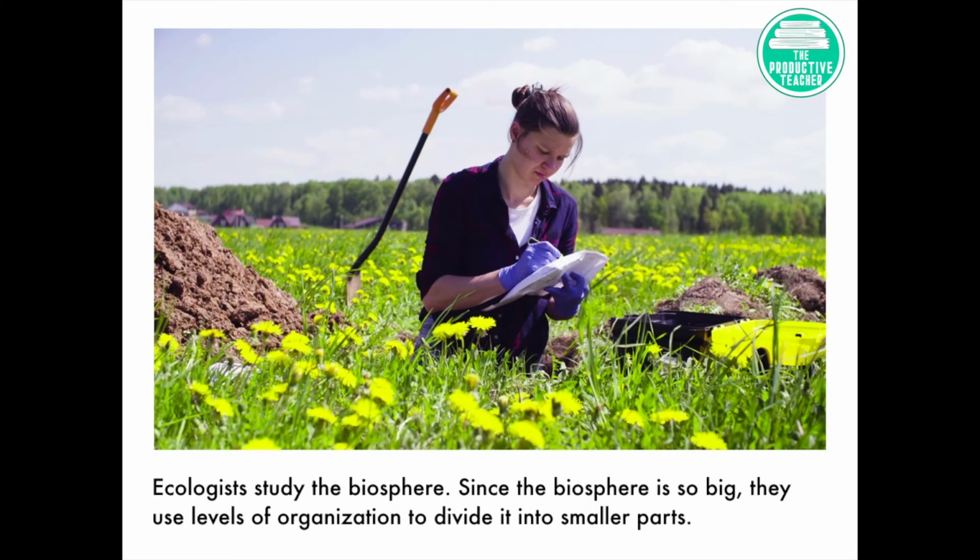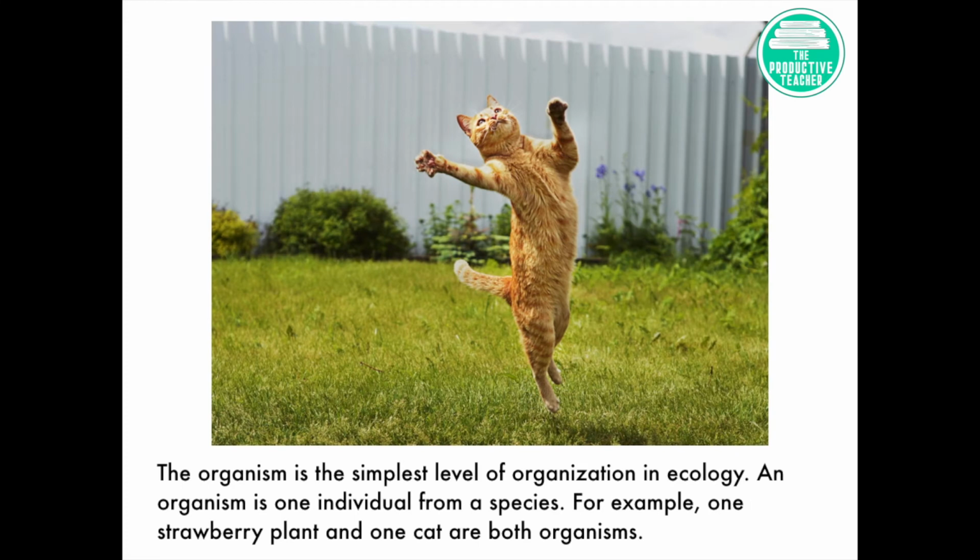Ecologists study the biosphere. Since the biosphere is so big, they use levels of organization to divide it into smaller parts. The organism is the simplest level of organization in ecology. An organism is one individual from a species. For example, one strawberry plant and one cat are both organisms.